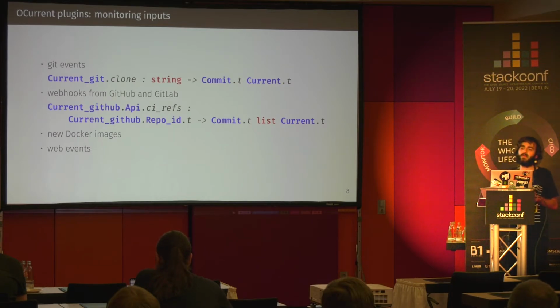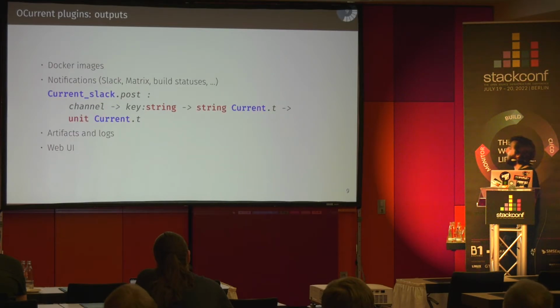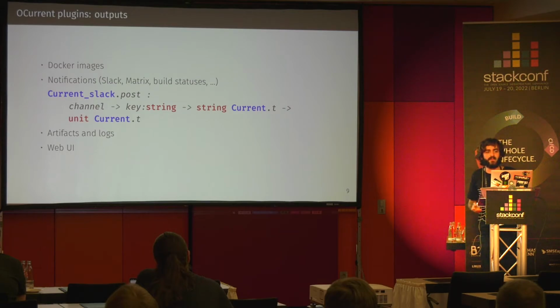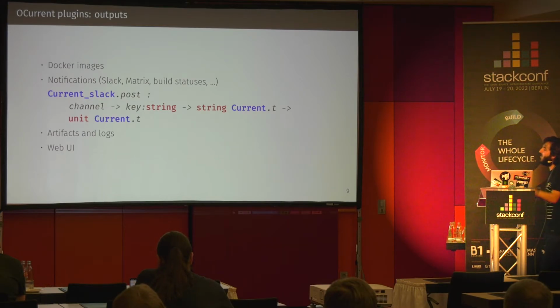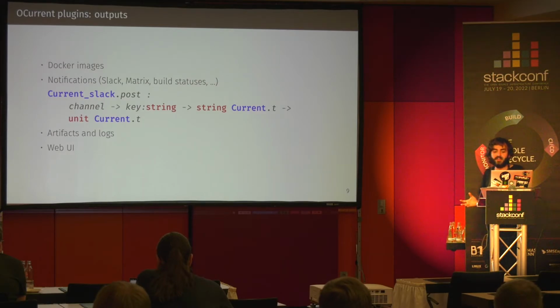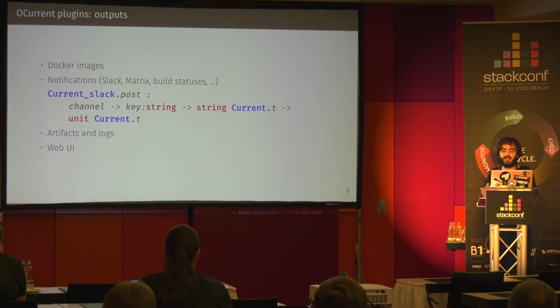And as we have UIs for all of these pipelines, we can keep track of clicks on buttons and whatever happens in the UI. And then outputs. OCurrent is capable of producing Docker images, sending notifications on Slack, on Matrix, and build statuses on your favorite Git forge. This is an example of the function signature to post a new message on Slack, and you can see the caching underneath. If the key to this message doesn't change, then nothing is done. But if the key changes, then the new message is posted.